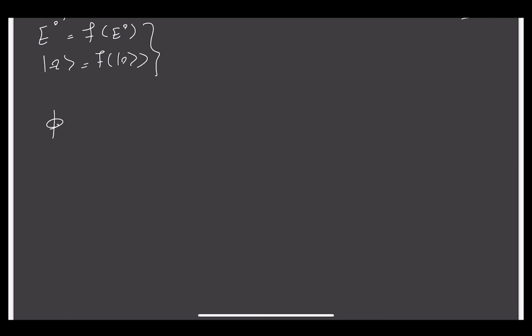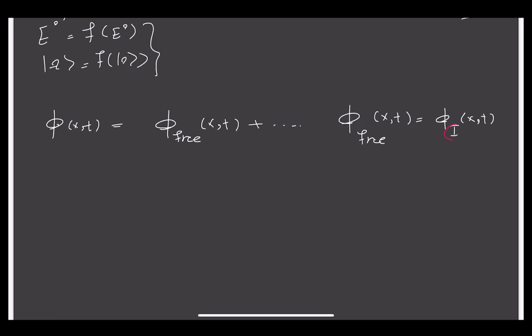When I'm not using any index, when I'm saying phi of x and t, that means from now on the free field solution plus some terms that I want to find. And for now, just accept it from me that this free field of x and t, I can write down with the index I, and this index I comes from the interaction picture.